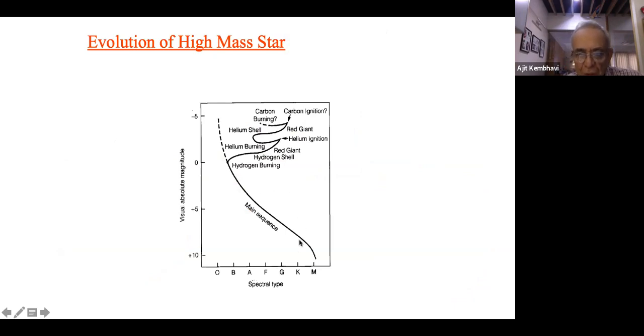So you see, you're moving out of the main sequence. When the hydrogen burning is completed, you get a red giant. Then again it contracts on helium burning, helium shell, again a red giant, carbon burning, carbon ignition. Right? This is the evolution of a high mass star.